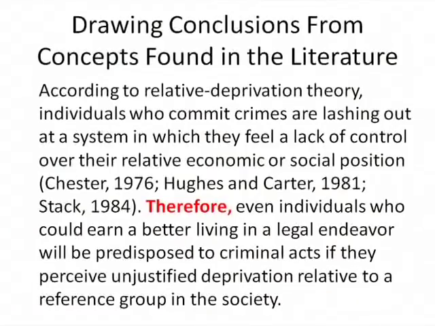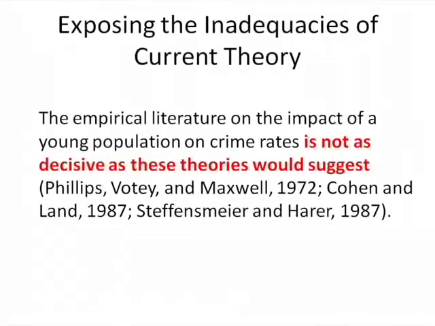Say, this is what I'm going to do. I've looked at all the literature. I know these are my parameters, my constraints, and this is what I'm going to do. This is another way to get yourself in there. Exposing the inadequacies of the current theory. The empirical literature on the impact of young population on crime rates is not as decisive as these theories would suggest. Gosh, you know, the conclusions are not that great. Maybe there's a new study out there waiting to happen.